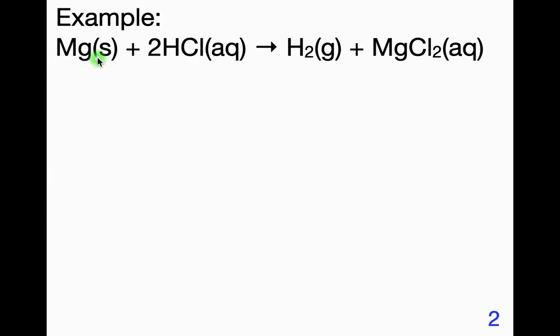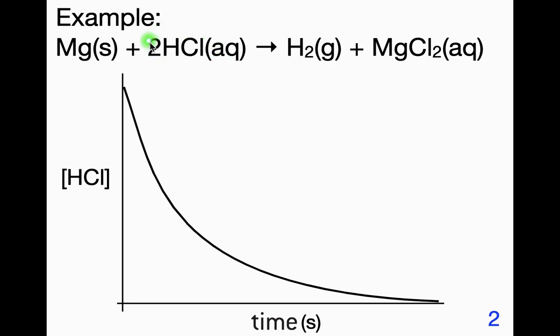So this reaction, magnesium with hydrochloric acid, producing hydrogen gas and magnesium chloride. What we're going to do is look at the concentration of the hydrochloric acid. Remember, brackets is a way of representing concentration. As this reaction proceeds, as time goes by, the concentration of hydrochloric acid will go down and down and down as the hydrochloric acid is being consumed.